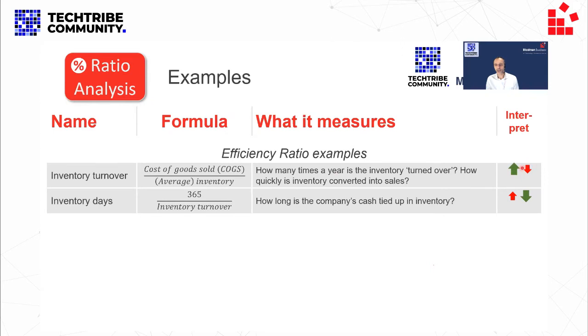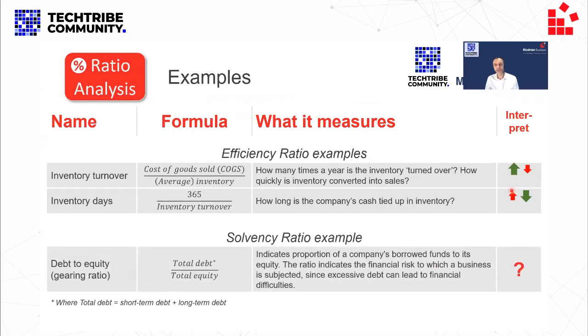And here on the right-hand side, I have the interpretation. So for inventory turnover, a higher turnover is good, a lower turnover is bad. The inverse of the inventory turnover is called inventory days, and that is just calculated by 365, which is the number of days in a year, divided by the inventory turnover, which tells you how long the company's cash is tied up in inventory. And for this metric, you want this to be as small as possible. The inventory days must be as low as possible. So the green arrow indicates that for this metric, you want it lower. When this goes up, it's bad.